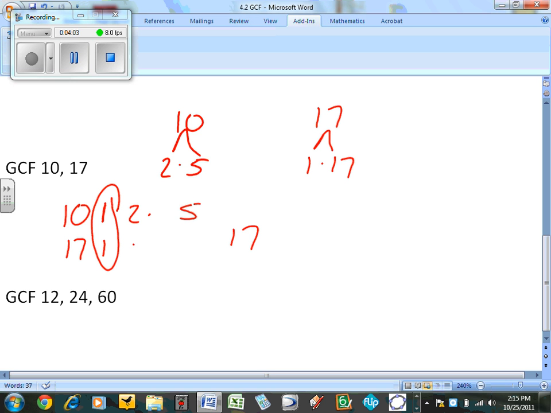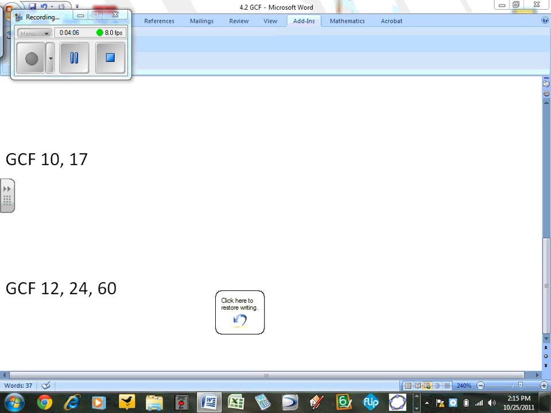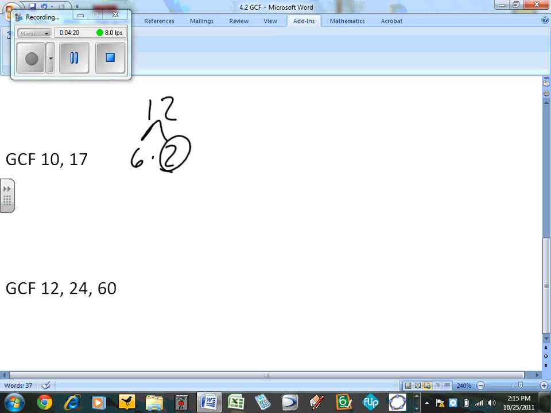Now let me show you how to do this with three numbers, and it's going to be very similar. We take the prime factorization, set them up in columns, and the full columns are going to be our greatest common factor. Let's do the prime factorization of 12. We said 6 times 2. 2 is prime, so we circle it. 6 is 3 times 2. Those are all prime. So 12 can be written as 2 times 2 times 3. I'm going to leave some space in there just in case.